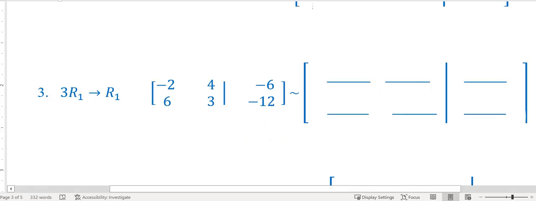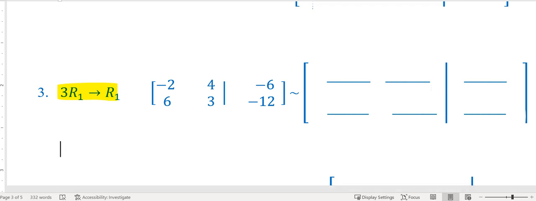Number 3. The row operation tells you to do 3 times row 1 and make that your new row 1. Okay, 3 times row 1. I want to multiply everything in row 1 by 3. I would get -6, 12, -18. It did not tell me to do anything to row 2, so I'm going to leave it alone. 6, 3, -12.